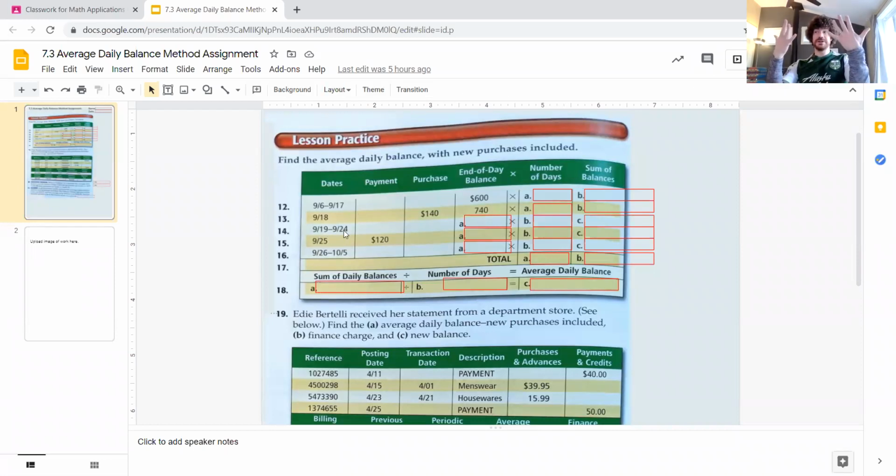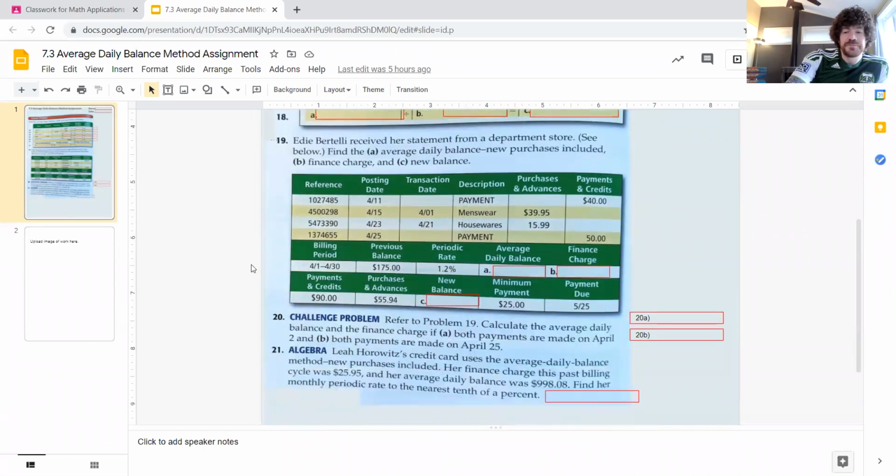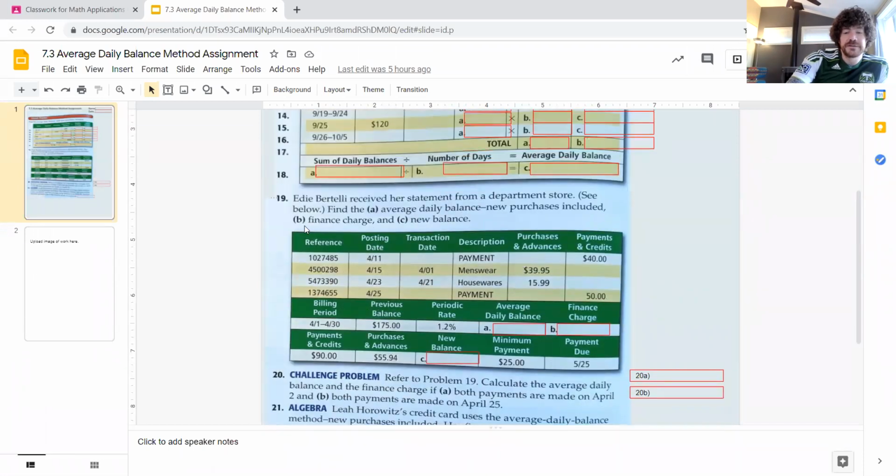And again, if you need to use your hands, that's fine. 19, 20, 21, 22, 23, 24, 6 days. Count it out on your hands if you need to. Number 19, very much like the first one that we did, will be a little bit of a challenge.